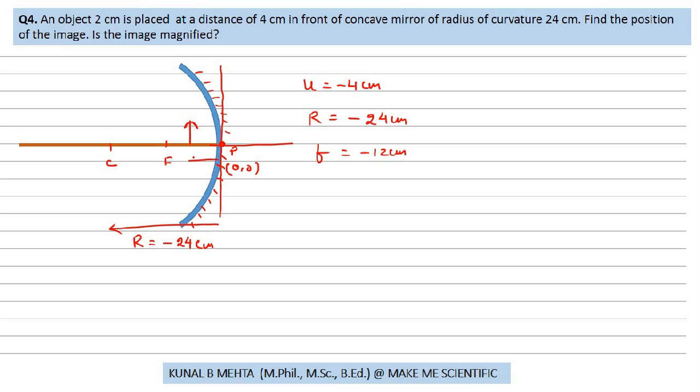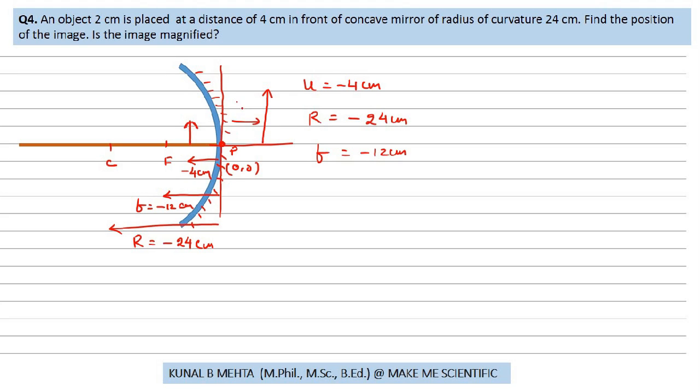Correct, because this distance is 4 centimeters and the focal length is 12 centimeters. So the object distance is less than the focal length, which clearly indicates the object is between F and P. Under this scenario, you will get a virtual and direct image behind the mirror. But let the mirror formula do that for us.